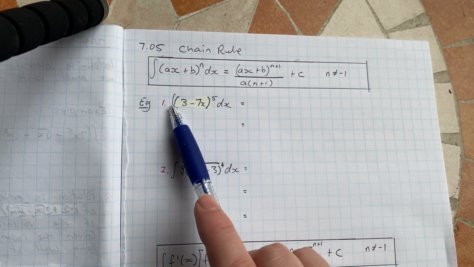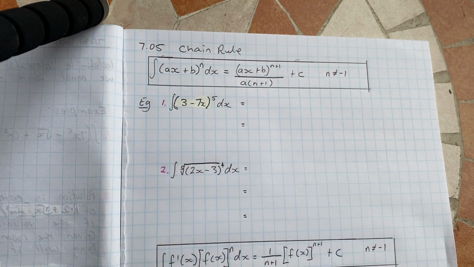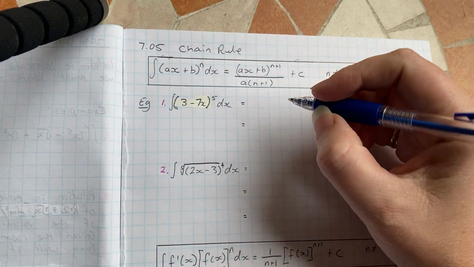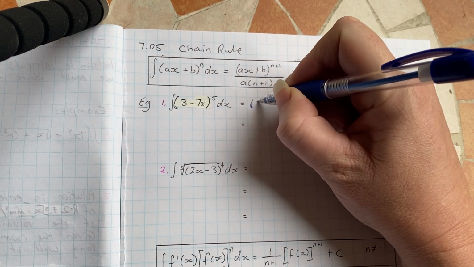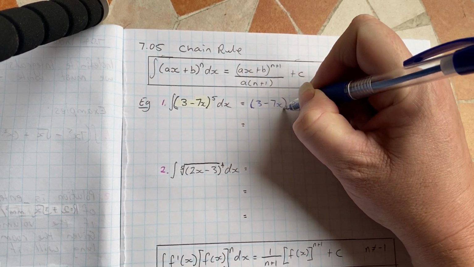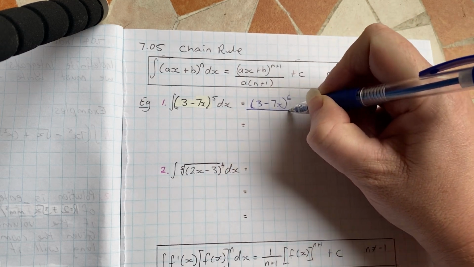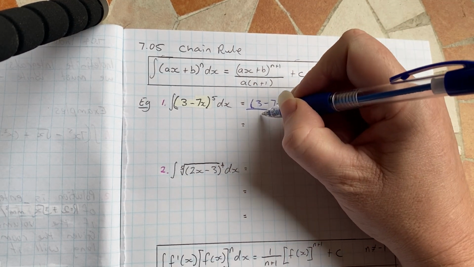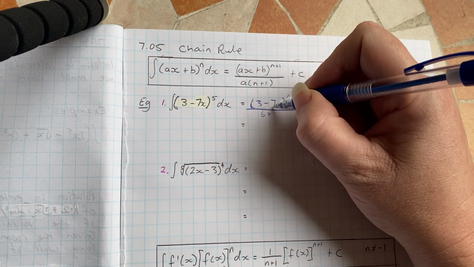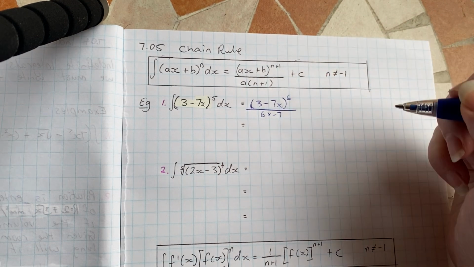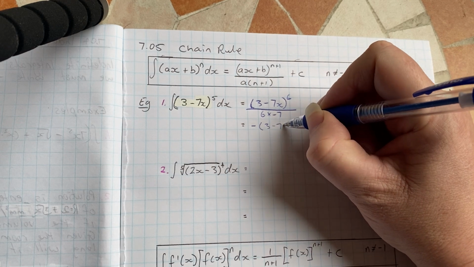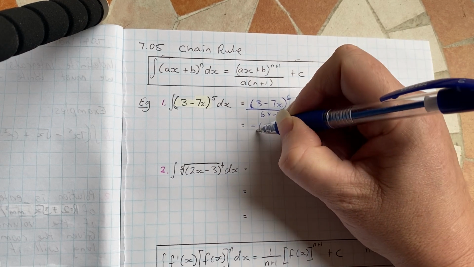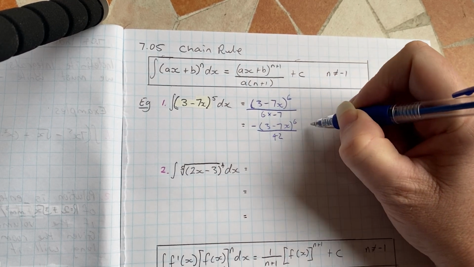So in this situation here, the integral of (3 minus 7x) to the power of 5 becomes (3 minus 7x) to the power of 6. I need to divide by my new power, and I need to divide by the derivative of the inside. So that's negative (3 minus 7x)^6 over 42.